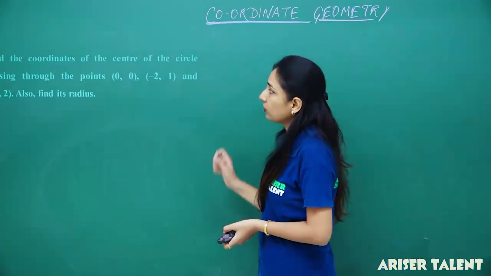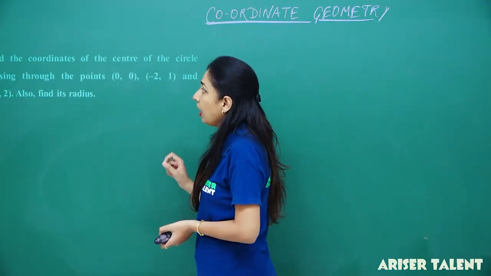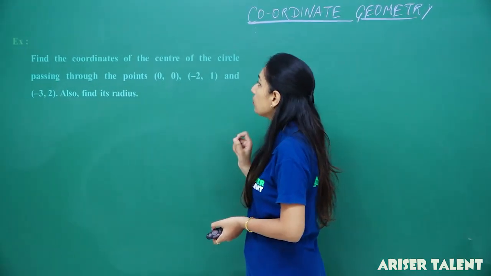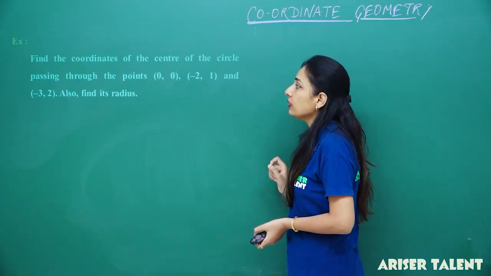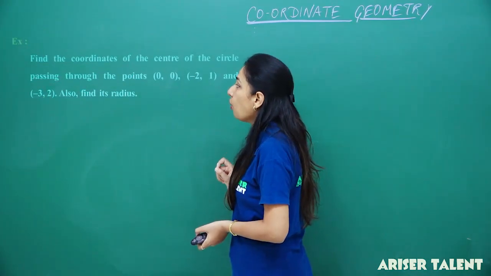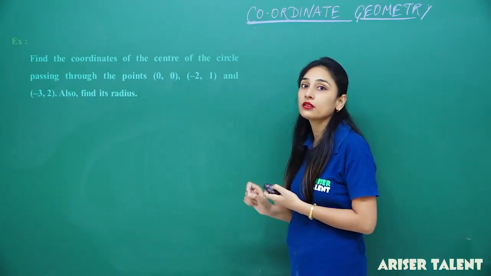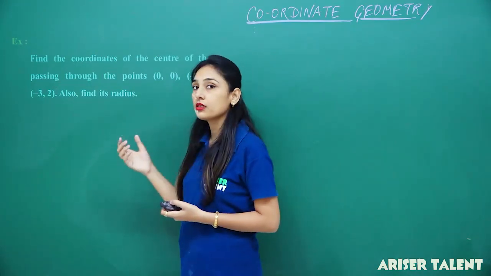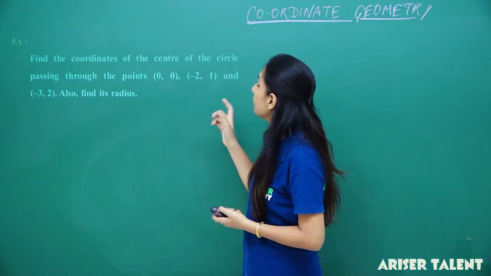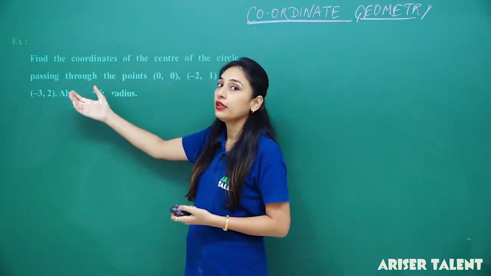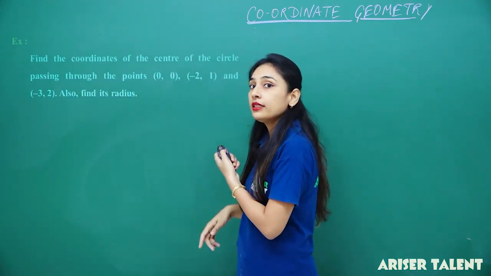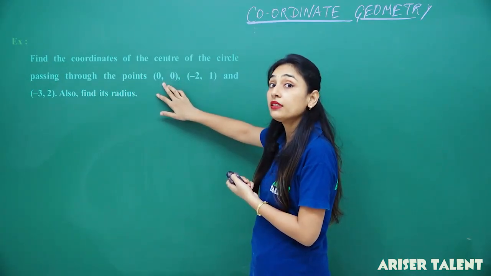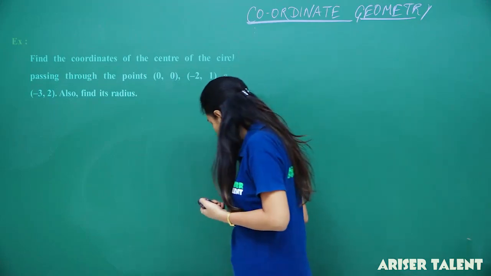Next, find the coordinates of the center of the circle passing through the points (0, 0), (-2, 1) and (-3, 2). Also find its radius. Now what it's saying is that you have to find the coordinates of the center of the circle passing through the points. So there are 3 points.